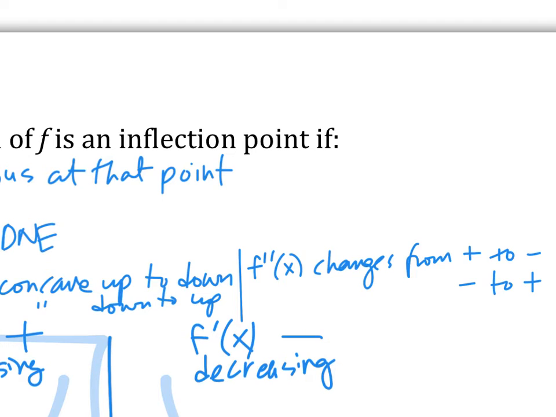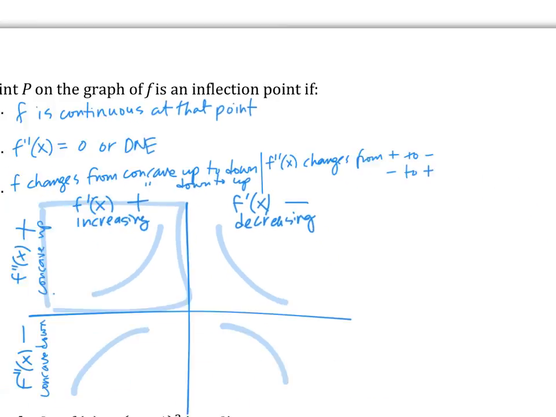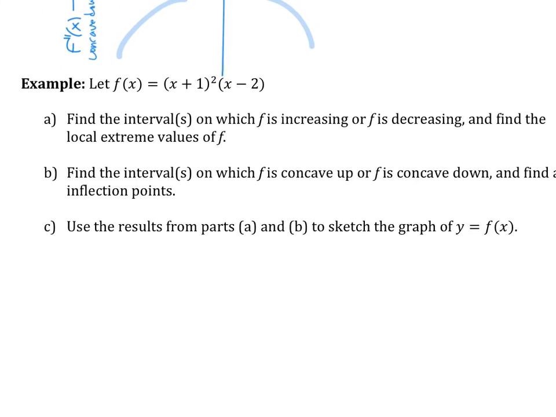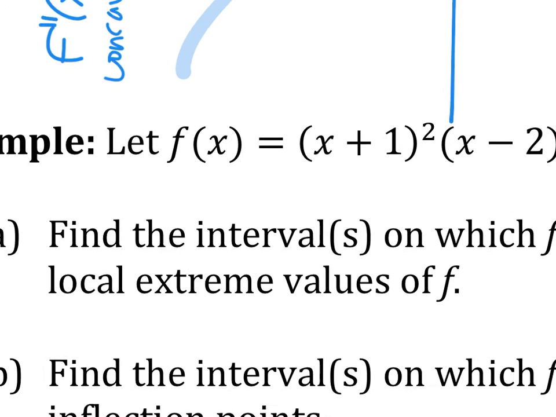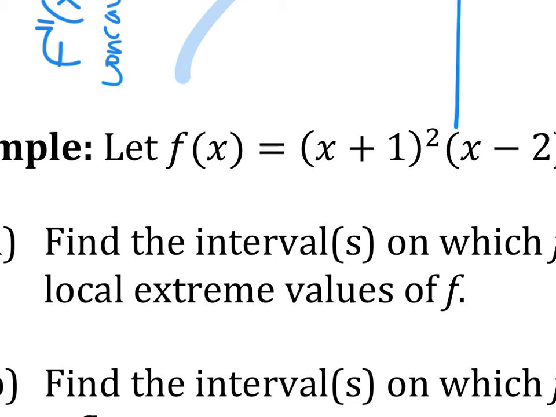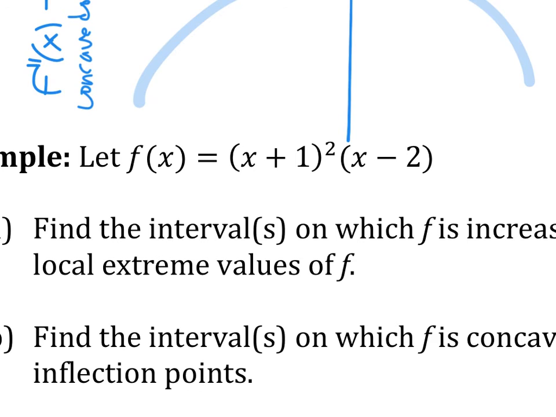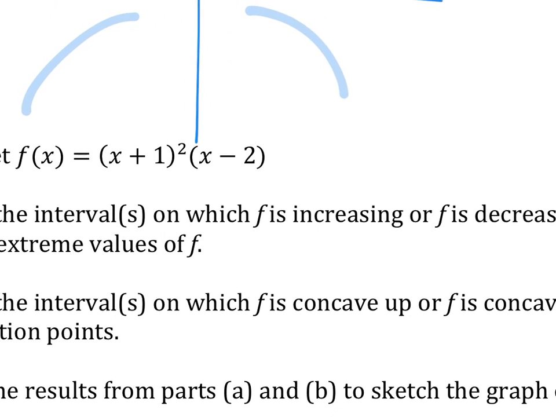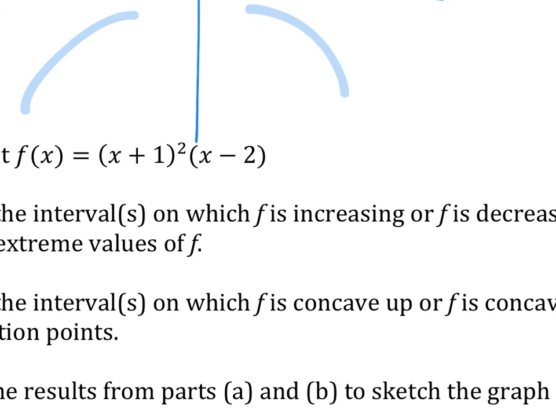All right, we are ready to solve some questions. Let f of x equal this thing. So go ahead and copy down this equation first. F of x is equal to (x plus 1) squared times (x minus 2). The first question says, find the intervals that f is increasing or decreasing, and find the local extrema of f. So that's last night's homework. Go ahead and figure out where it is increasing, decreasing, and where your local extrema are.